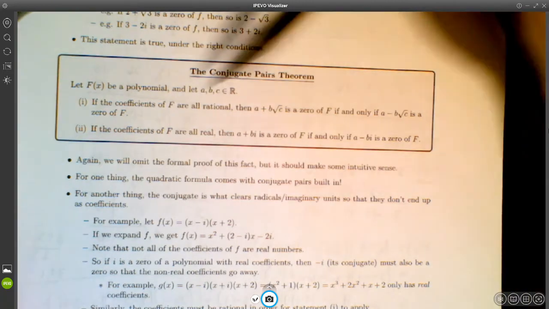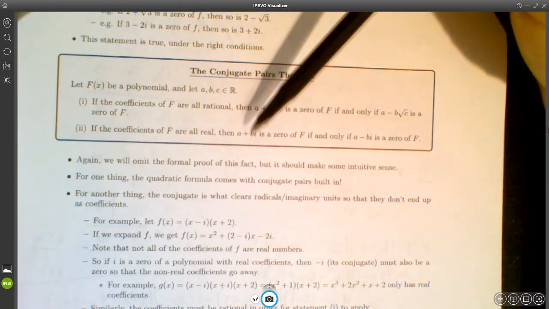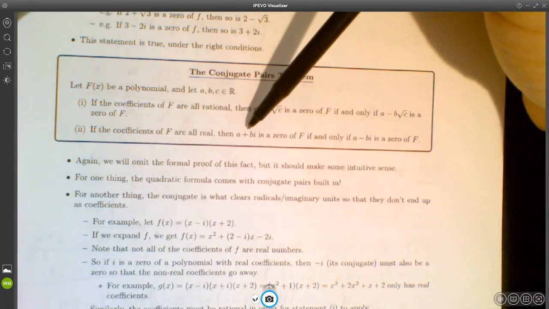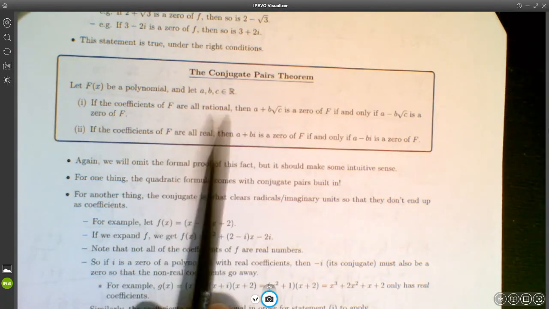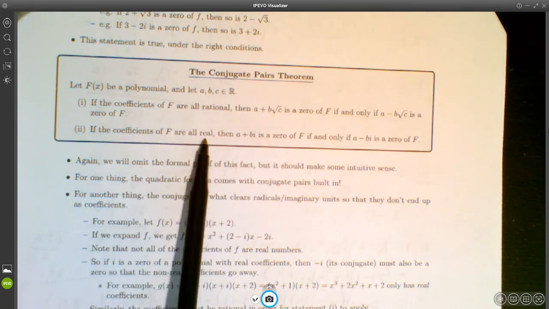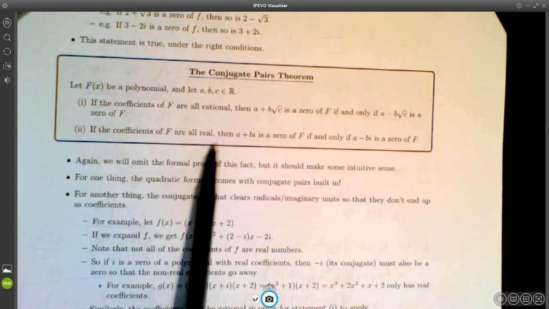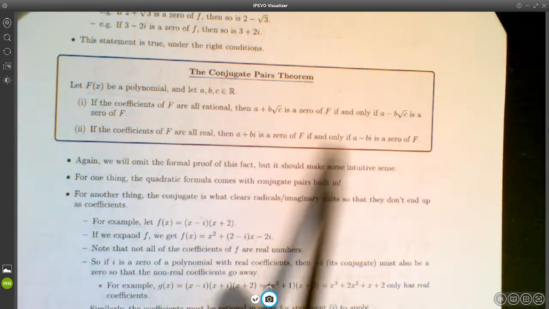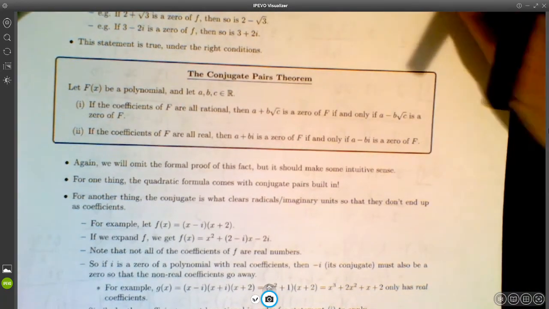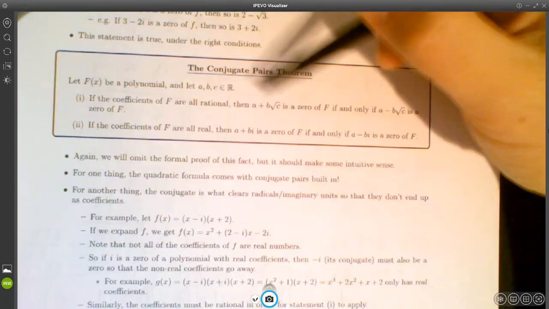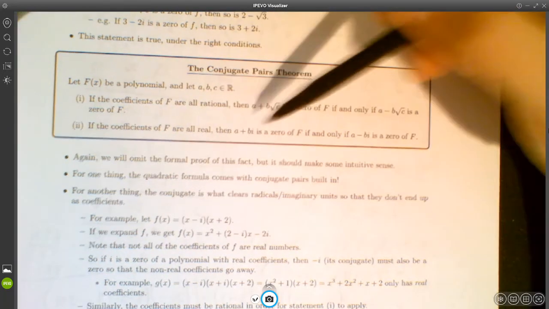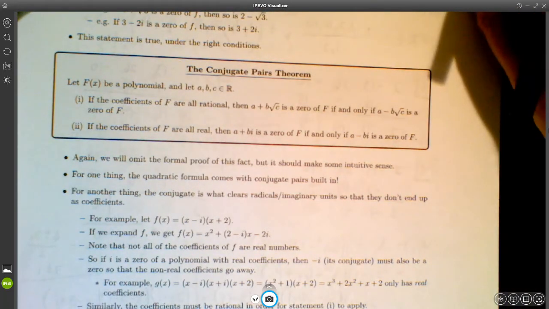Okay. So you get these rational conjugate pairs, but you also get non-real conjugate pairs, and this second statement is true for a bigger set, right? The first statement is only true if your coefficients are rational to begin with, but as long as your coefficients are real, then you can say statement 2. You can say a plus bi is a 0 if and only if a minus bi is a 0, right? So if our coefficients are rational, then the irrational zeros come in conjugate pairs. If our coefficients are real, then the non-real zeros come in conjugate pairs.